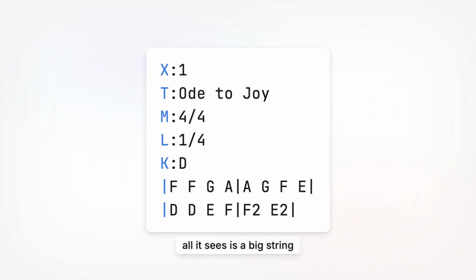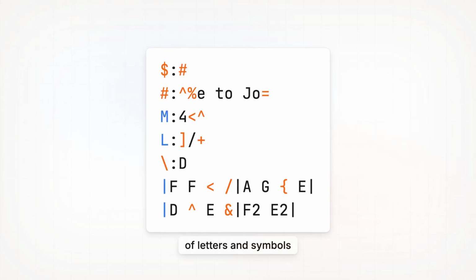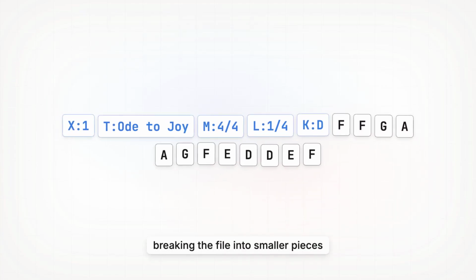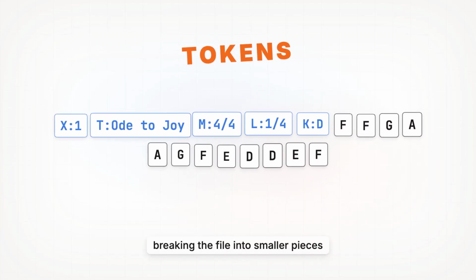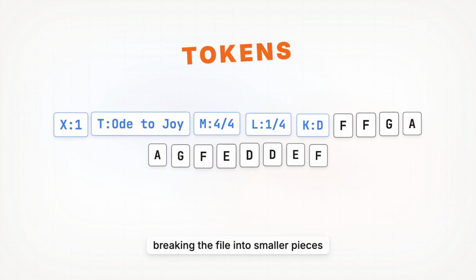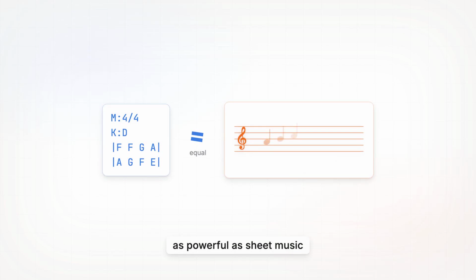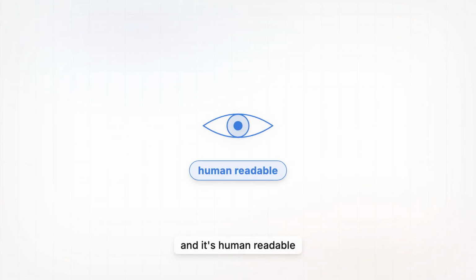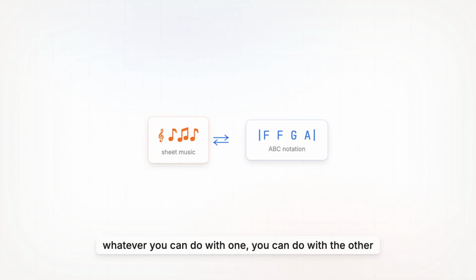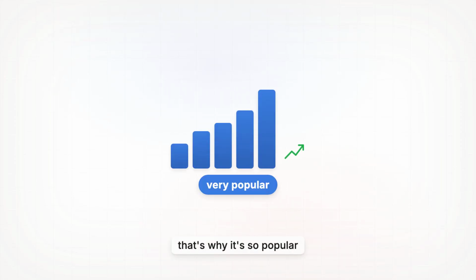All it sees is a big string of letters and symbols. That's why the first step is breaking up the file into smaller pieces, also called tokens. The most common format is ABC notation. This notation is as powerful as sheet music, and it's human readable. Whatever you can do with sheet music, you can also do with ABC notation. That's why it's so popular.